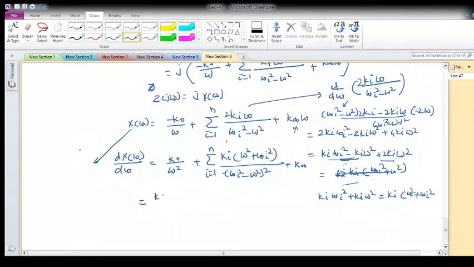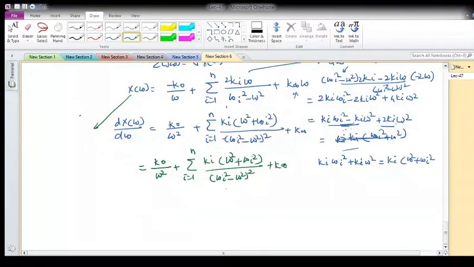In short, for the reactance I have taken the differentiation and got this. Let me write again: k0 omega square plus the addition of all the poles lying on the imaginary axis, so omega square plus omega I square divided by omega I square minus omega square whole square, and plus k infinity. Now if we look at it, omega I square minus omega square will obviously be greater than 0. Okay, what about the first term? This is also greater than 0 and this is a constant term.